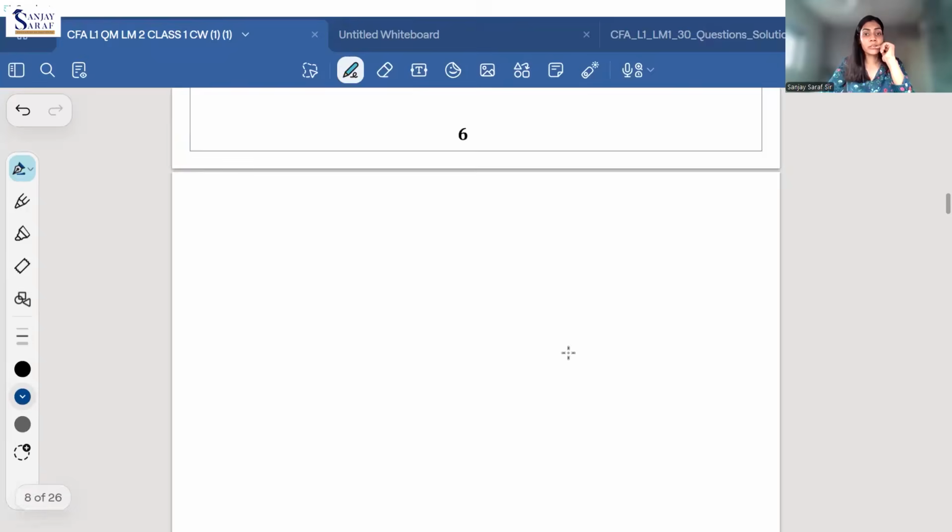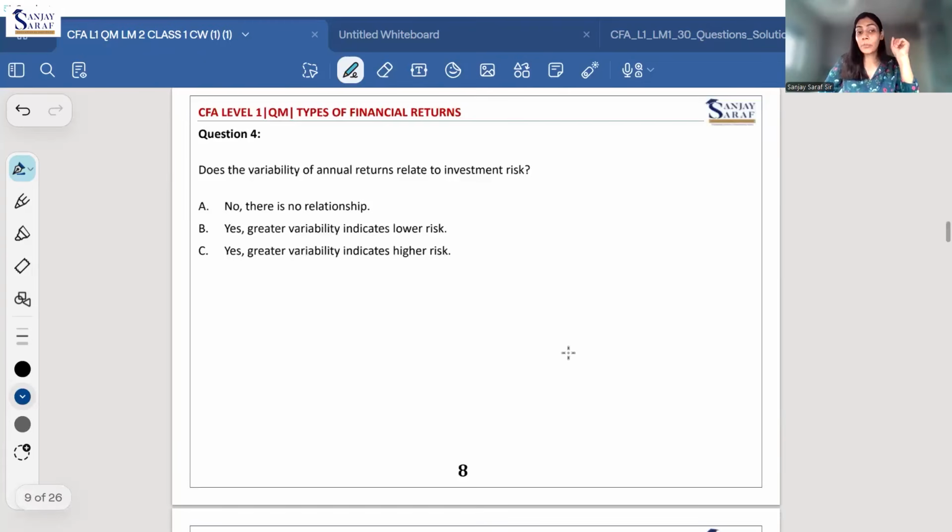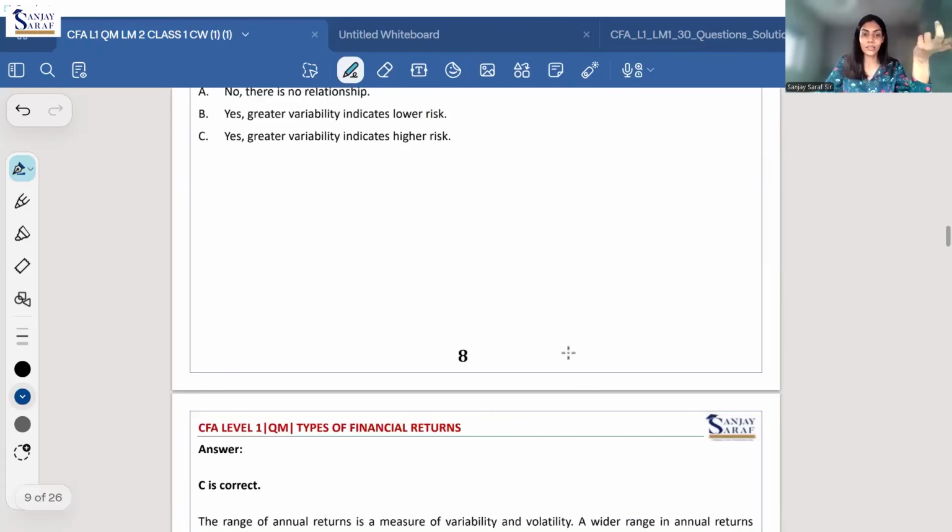Next question. Does the variability of annual returns relate to investment risk? A, there is no relationship. B, yes, greater variability indicates lower risk. C, greater variability indicates higher risk. C is the correct answer. This is what we were just discussing. ज़्यादा variability, ज़्यादा risk, ज़्यादा return.